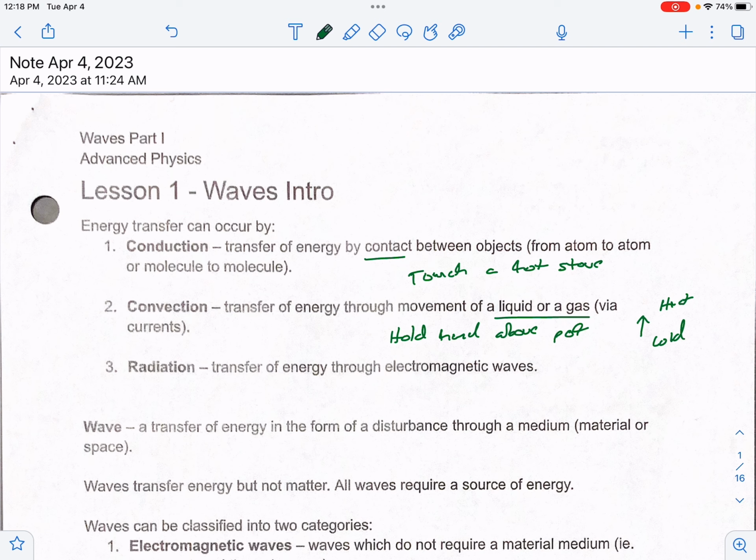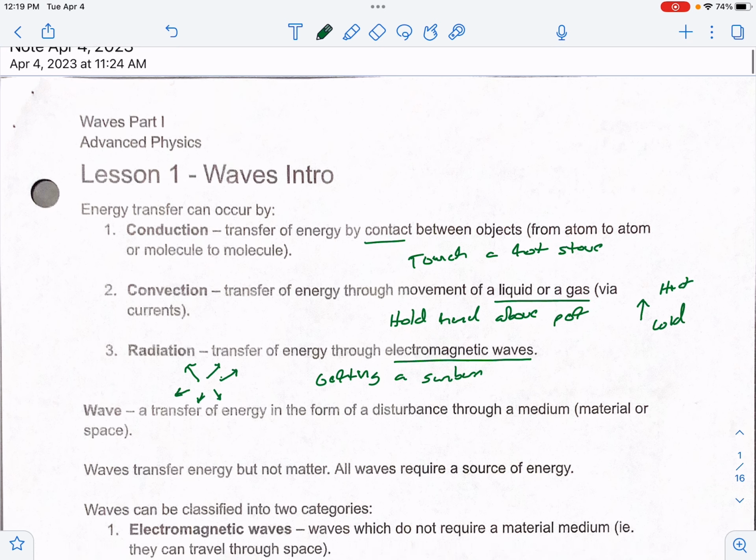Now radiation is energy through electromagnetic waves. Those are things that we'll talk about in a minute that don't require a medium at all, and they travel in all directions. Radiation goes all over the place in a straight line. A good example of radiation would be getting a sunburn. You're not actually touching the sun. The sun's far away, so it's not moving particles towards you. It's those light waves that are heating you up. That would be radiation.